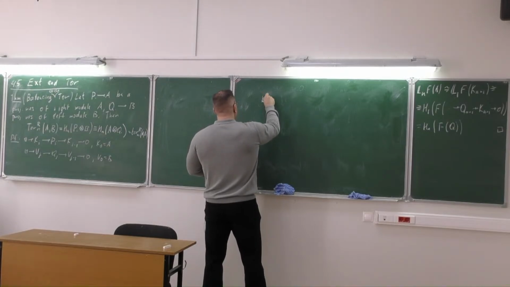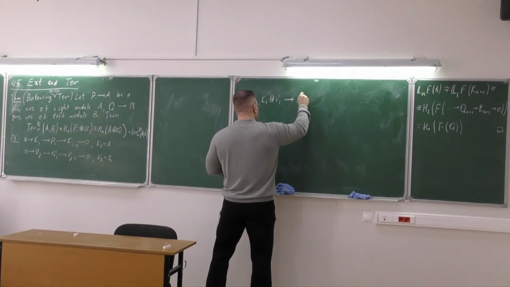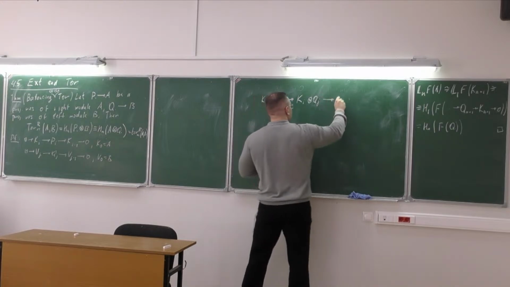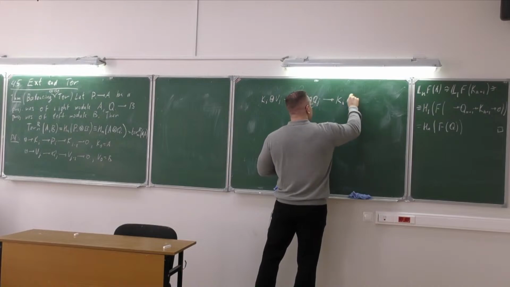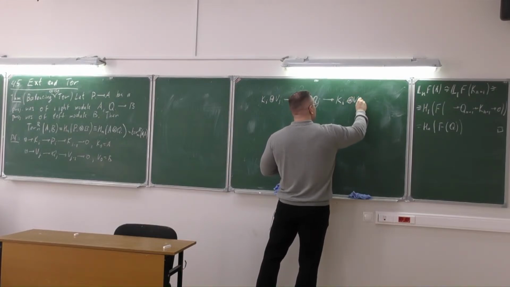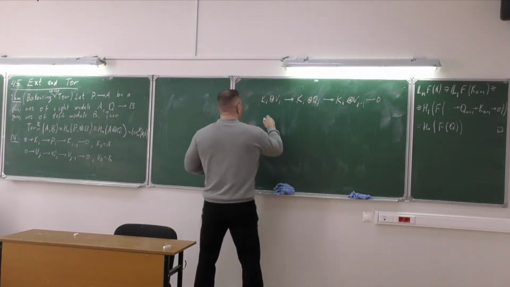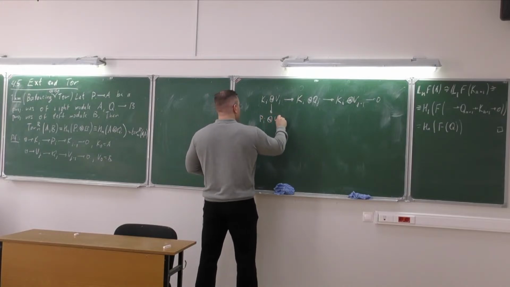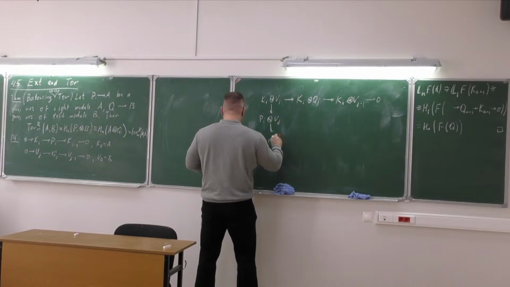So we have k_i tensor V_j. This is mapped to the k_i tensor Q_j. Then k_i tensor with V_j with index minus 1. So then the next is p_i tensor V_j, and k_(i-1) tensor product with V_j.